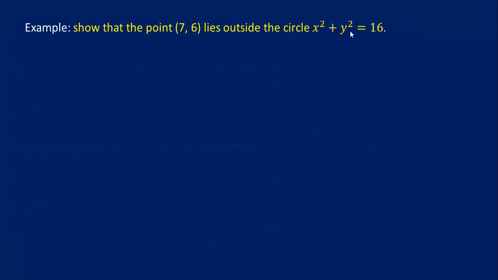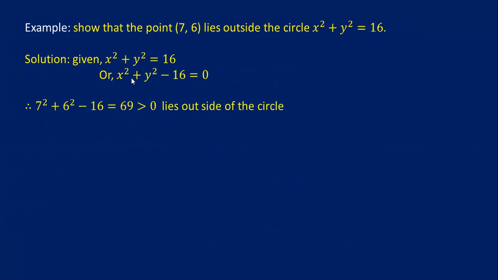Now the solution. Given x² + y² = 16, we write in this format: x² + y² − 16. Now we put the values 7 and 6 in place of x and y, that is 7² + 6² − 16. That is 69, which is greater than 0, so the point (7, 6) lies outside of the circle, because this is greater than 0.